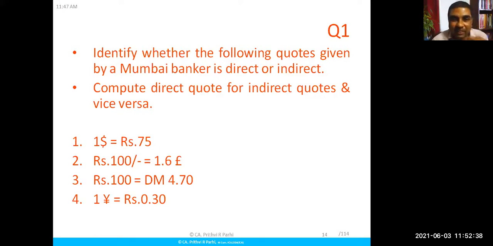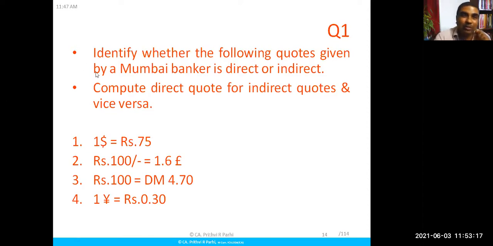In the international market, if somebody gives a quote like this, then you have to interpret it. He is giving a quote that rupees 100 is equal to 1.6 pound. Now tell me whether it is direct or indirect. Indirect. Now your query is that he should have given that rupee 1 is equal to 0.016. Yes, sir. But you cannot tell him that in the international market.